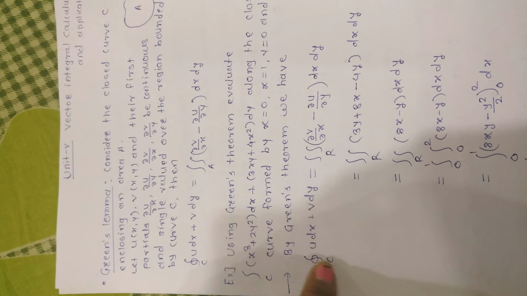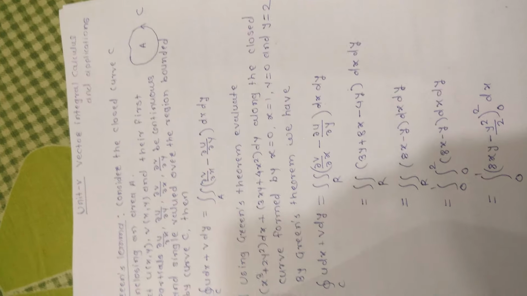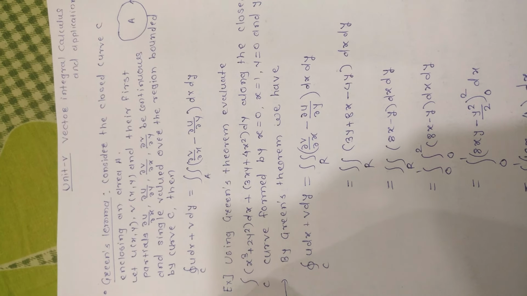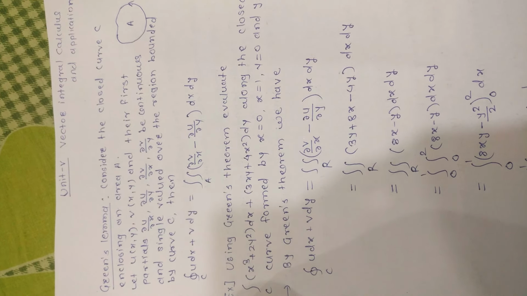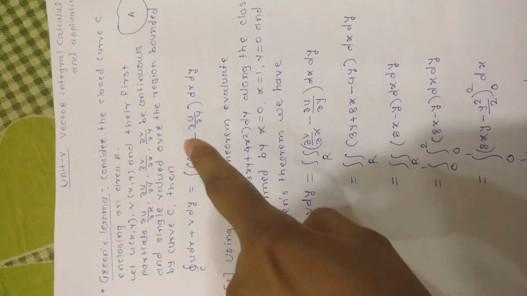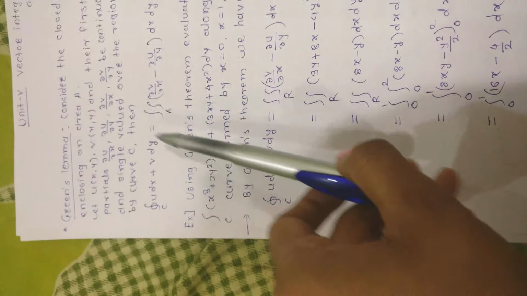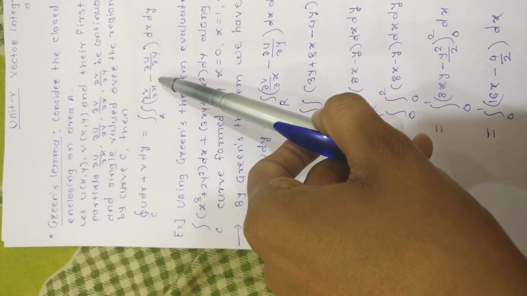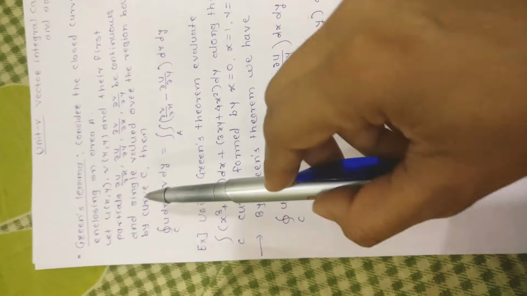From Unit 5, we first learn Green's lemma. Green's lemma says that consider the closed curve C enclosing an area A. Let U, V and their first partial derivatives be continuous and single valued over the region bounded by curve C. Then integration over C of U dx plus V dy is equal to double integration over area A of delta V by delta x minus delta U by delta y dx dy. So this is our Green's lemma.